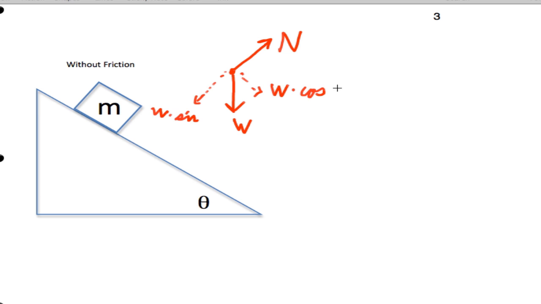But the key here is that this is the cosine of 90 minus theta, and the sine here is the sine of 90 minus theta. And I know that's a little bit weird. It's something that you need to have memorized or ready for the test. There are cosine and sine components for this problem.